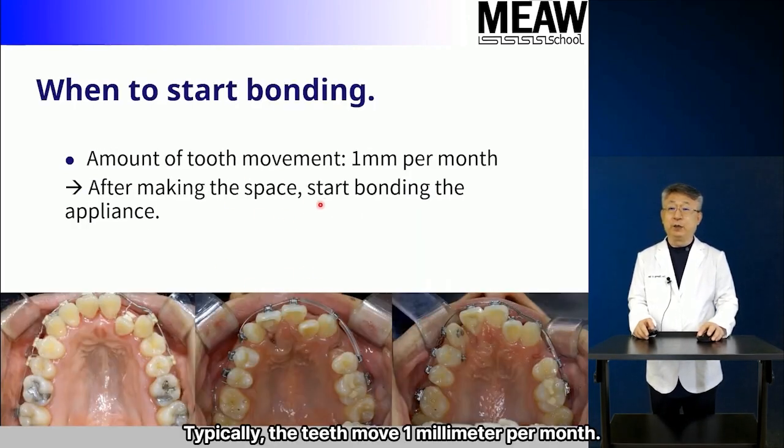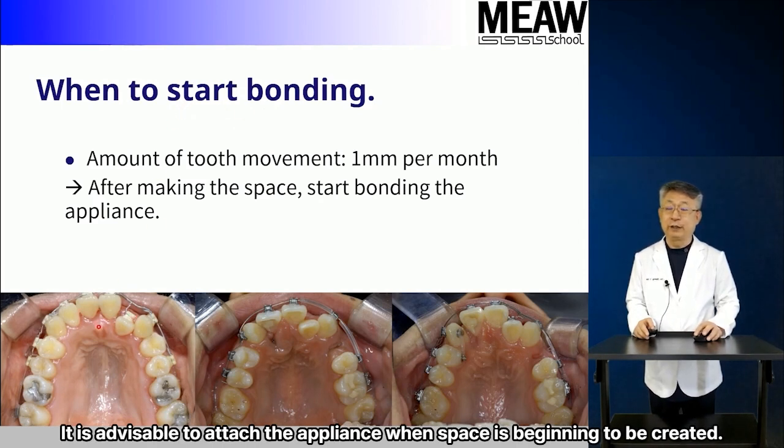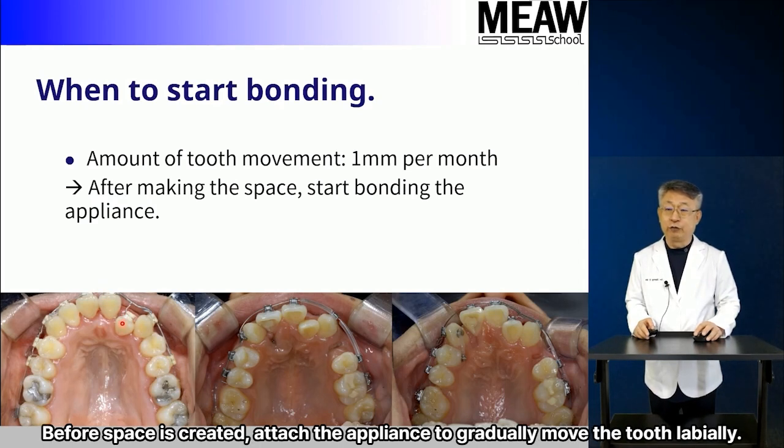Typically, the teeth move 1 millimeter per month. When is it good to attach the appliance? It is advisable to attach the appliance when space is beginning to be created. Before space is created, attach the appliance to gradually move the tooth labially.